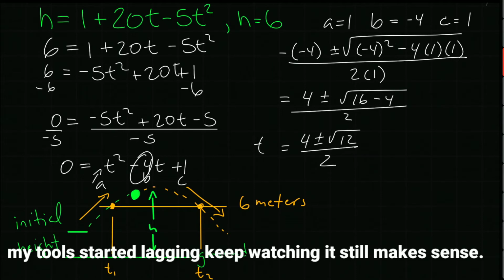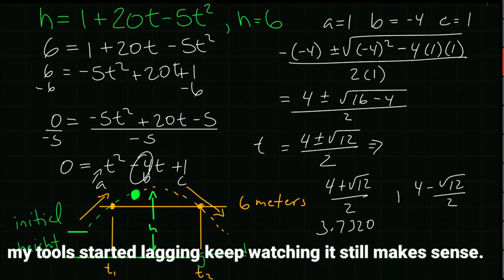So we have 4 plus the square root of 12 divided by 2, and then we have 4 minus the square root of 12 divided by 2. When we plug this into our calculator, taking care of the numerator first and then dividing it by 2, we end up getting 3.7320 for the first one.